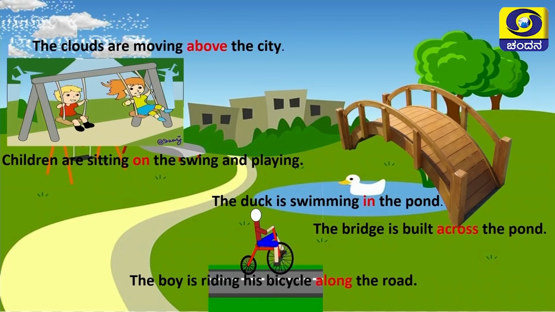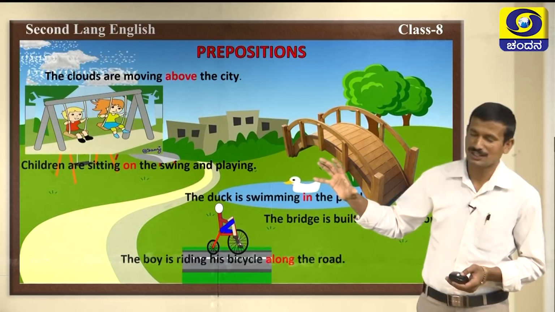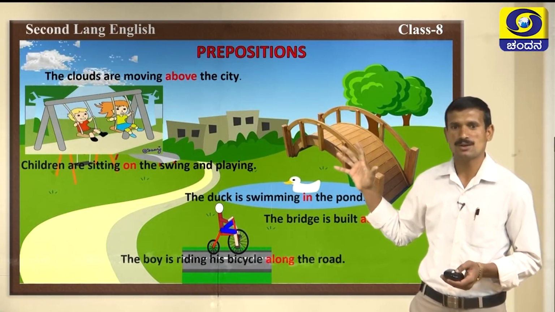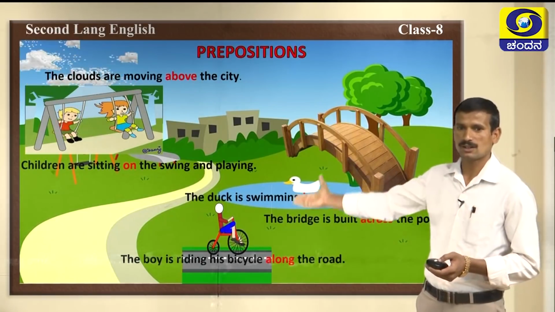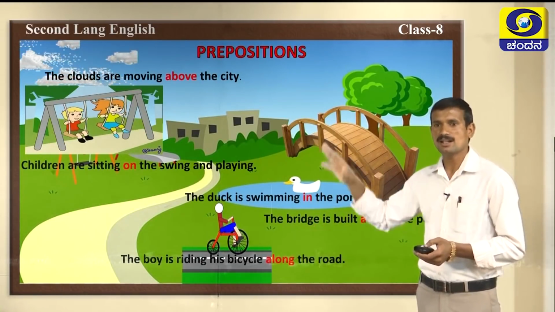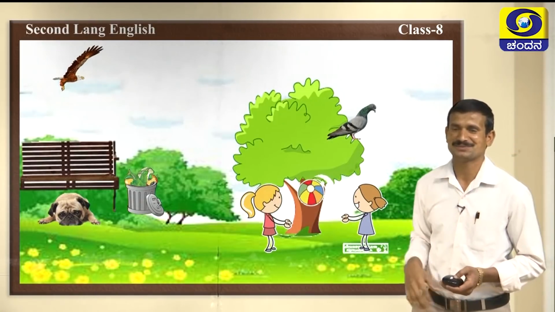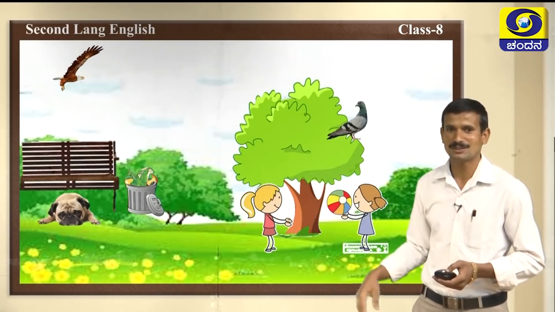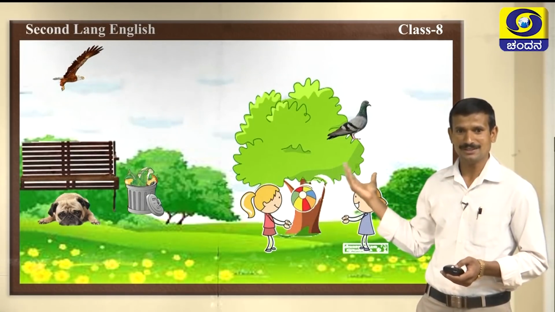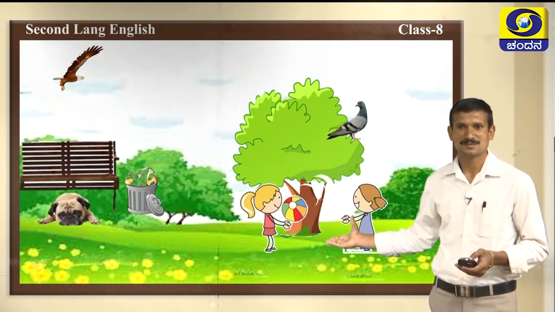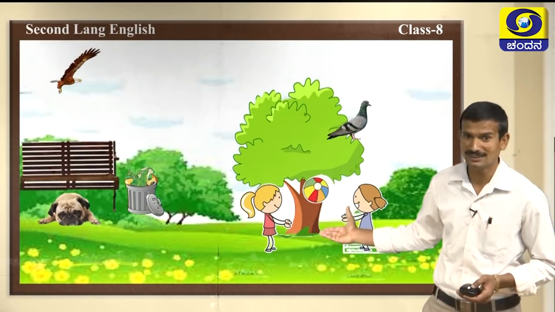These are all prepositions. Dear children, these are all prepositions: above, on, in, across, and along. Let us know some more prepositions in this picture. This is also a beautiful picture. What is there? An eagle, a pigeon, a dog, and the children are playing. What are the prepositions we can use here?